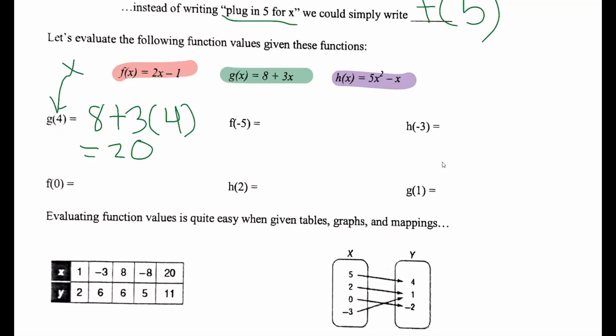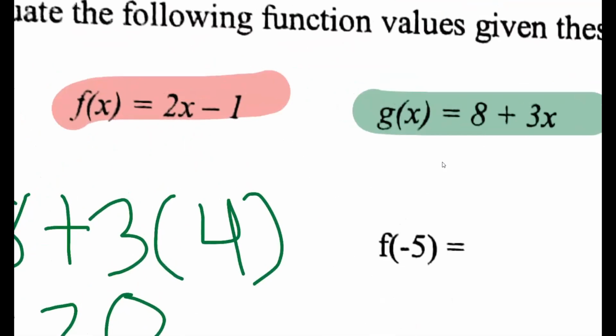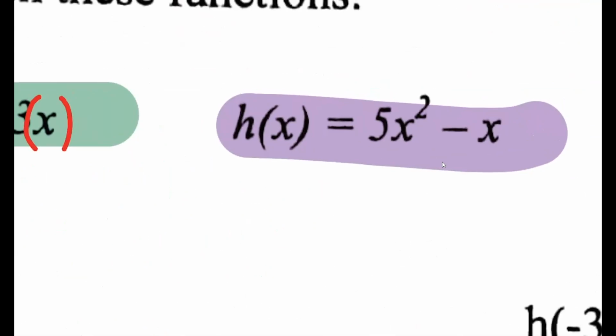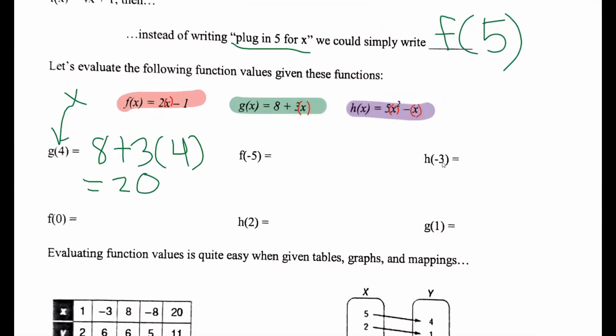One tip, when you plug this in, you should always put parentheses around the x when you plug it in. And if you have more than one x, you're going to plug it into both. Let's look at a few more quickly. f of negative 5, so I'm looking at my red function. So that would be 2 parentheses negative 5 minus 1. If you plug that into a calculator, you'll get negative 11.